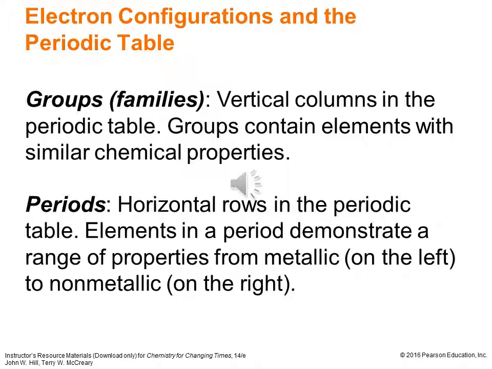Periods, as we said, are the horizontal rows in the periodic table, and the elements of a period demonstrate a range of properties from being very metallic, like those alkali metals, sodium, potassium, lithium on the far left, to being non-metallic noble gases all the way on the right, or the halogens, the family just next to the noble gases, just to the left. So those would both be examples of non-metallic families compared with the metals, which tend to occur further left in the table.